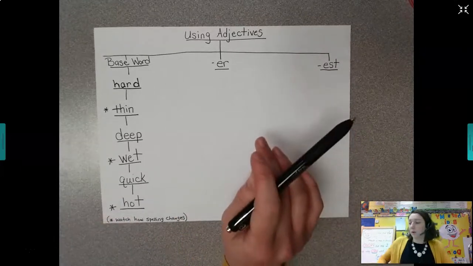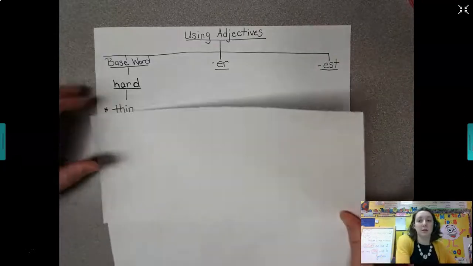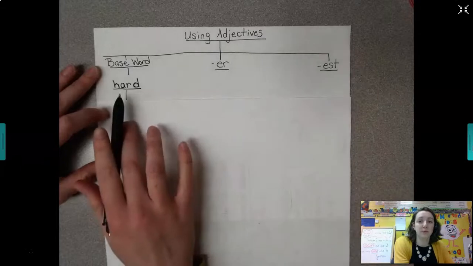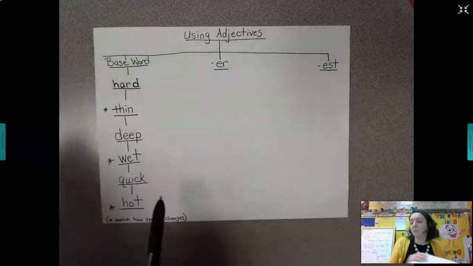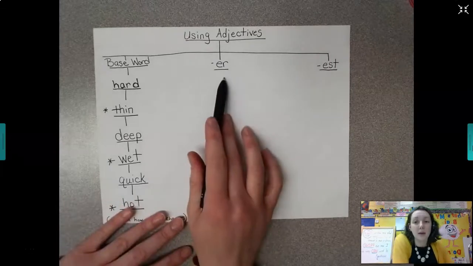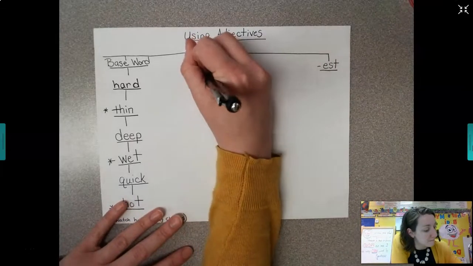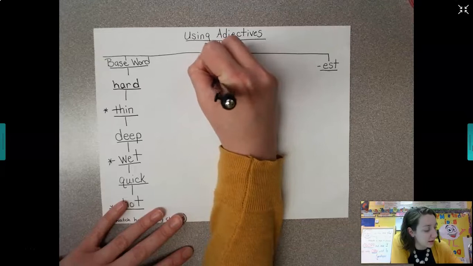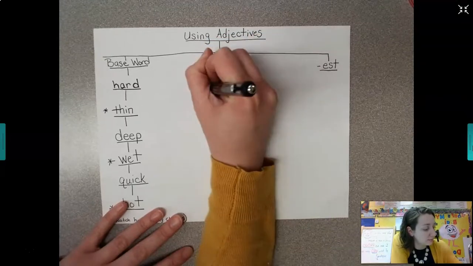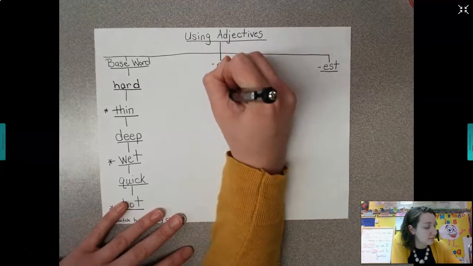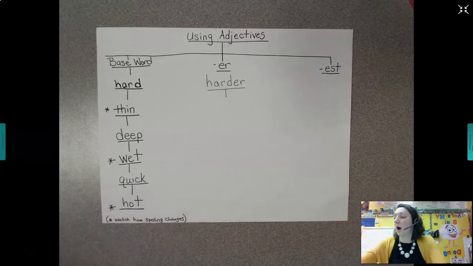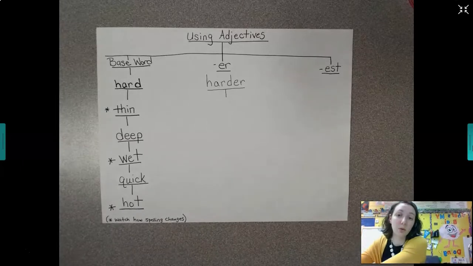Okay, so all I want you to worry about up to this point is just this word, right? Hard. So if that's our base word, hard, it's our adjective. When we add the ER to it, nothing gets doubled or anything. You just add the ER. It becomes harder. And that would be comparing two objects.